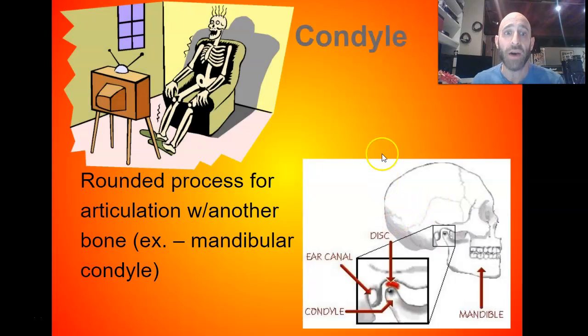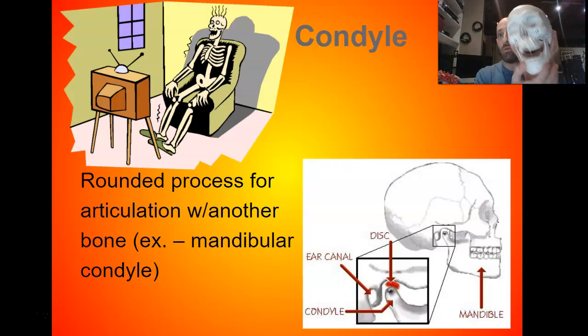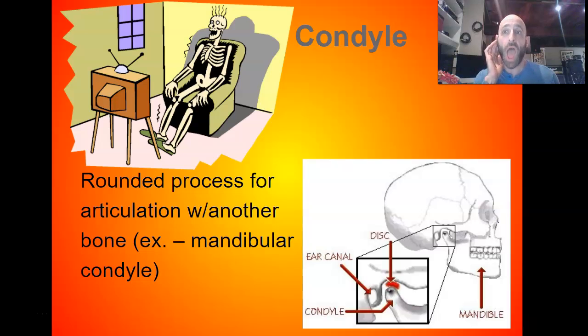A condyle is a rounded process for articulation with another bone. The best example of that is what is called the mandibular condyle. This is your mandible bone. Your mouth opens and closes, right? So real quick, just do this. You can open and close your mouth. And the reason you're able to do that, if you feel right here by your ear and you open and close your mouth, you can feel it kind of pop out of place.